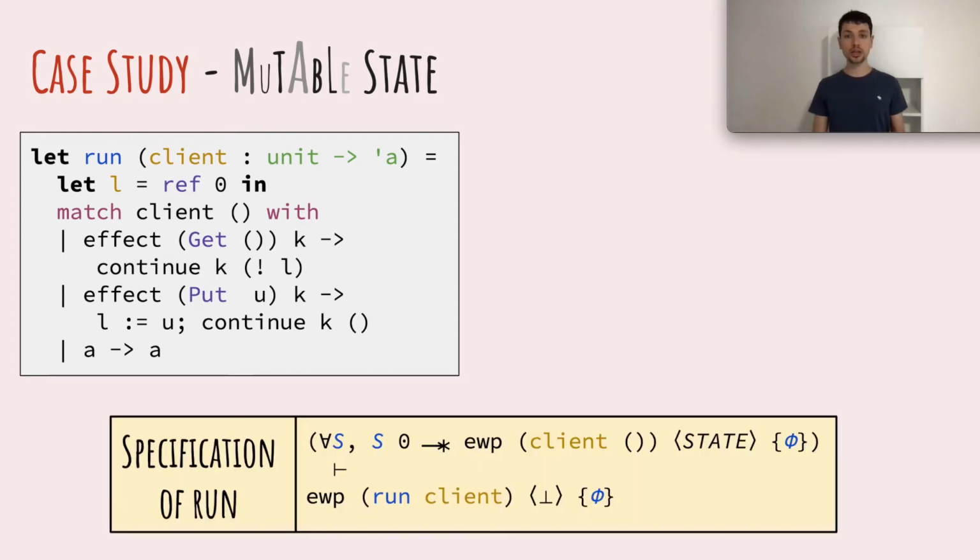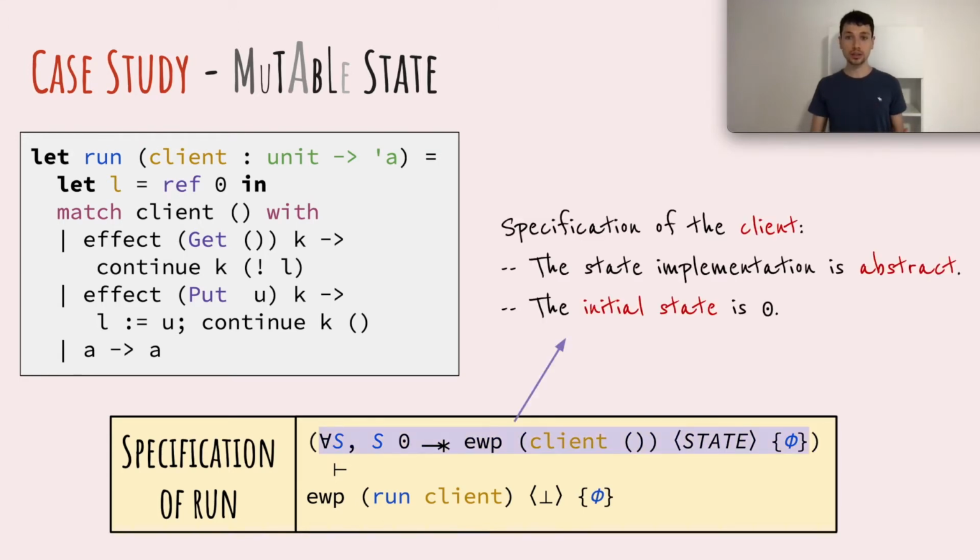The function run can be proved to satisfy this specification, which reads as saying that for every valid client, run client is a program that does not perform effects and reaches the same post condition as the client. A valid client is one that satisfies the highlighted proposition. We notice that the implementation of the state is abstract because of the universally quantified predicate S, and that the client can only access this state through effects get and put. We also notice that the initial state is 0.